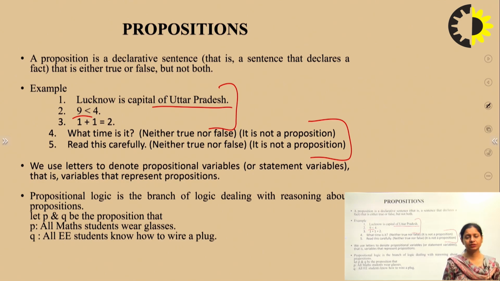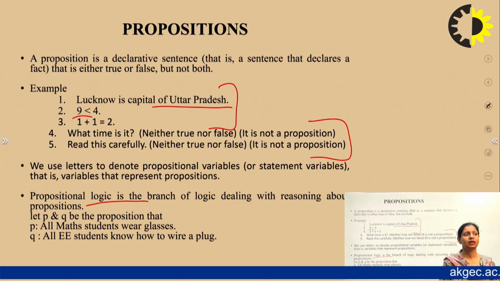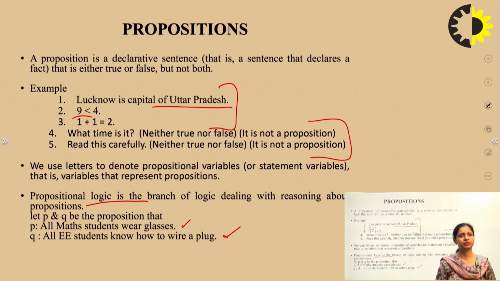Propositional logic is a branch of logic which deals with the reasoning about the propositions. When we are writing propositions, we normally use letters as the propositional variables. Like P says all math students wear glasses, so that would be a proposition P. For Q, we have all electronic engineering students know how to wire a plug. So this is how we create the propositions in propositional logic.